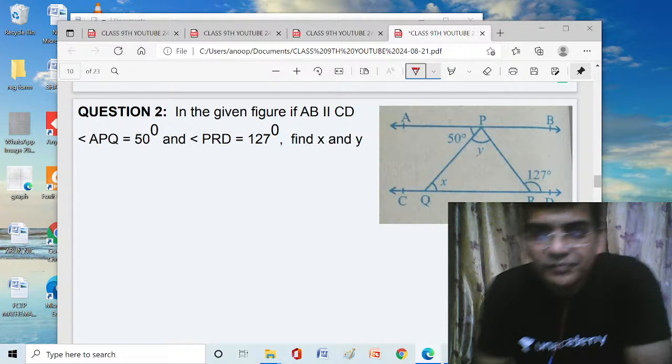So let's give the reason here. X is equal to A, and the reason will be alternate angles. These are alternate angles. So X is equal to A, and A is 50. So I can say X is equal to 50. Okay, so I have calculated this angle as 50 degree.